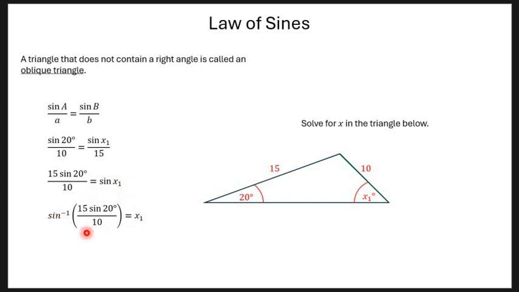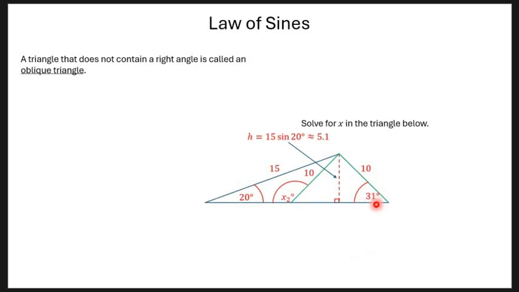If you type this into a calculator and you're in degree mode, you should get that x1 is approximately 31 degrees. So I found the value of x1, 31 degrees. Now I can focus on finding the value of x2 for the other triangle. So I found the angle that I was looking for, the bigger one. Now let's focus on the smaller one.